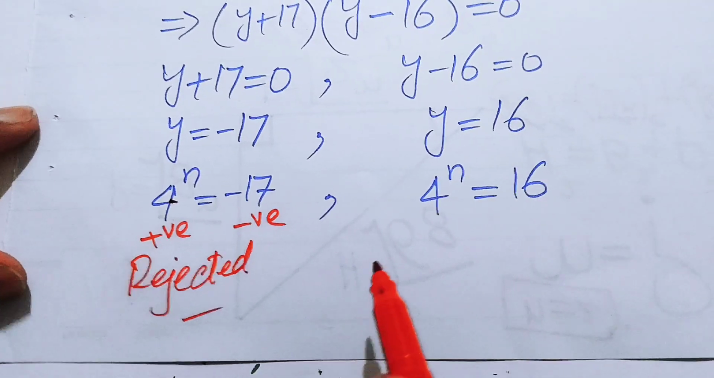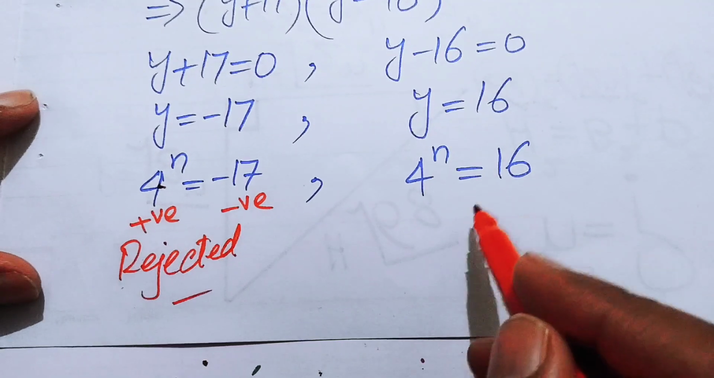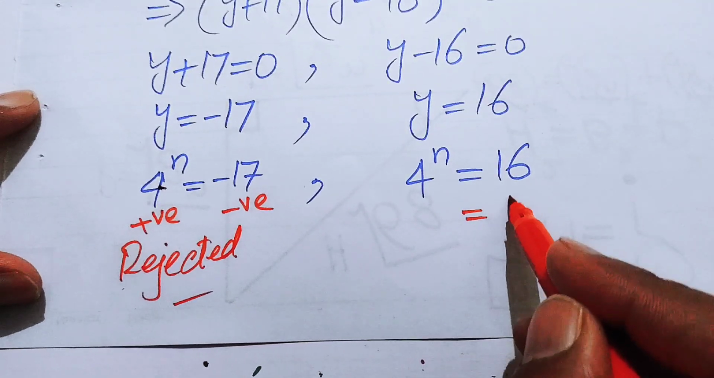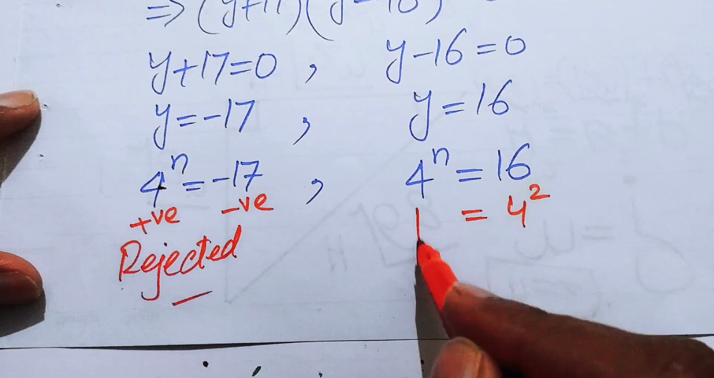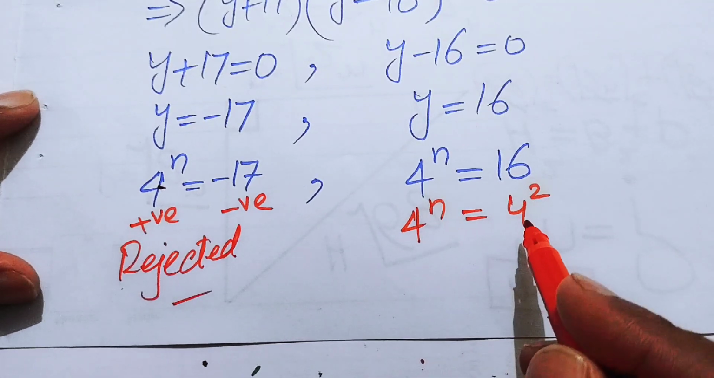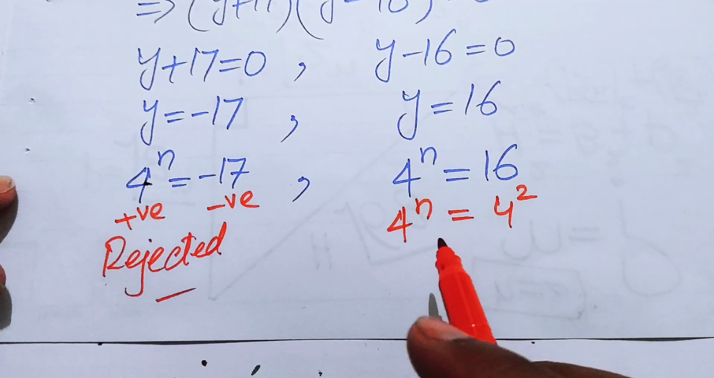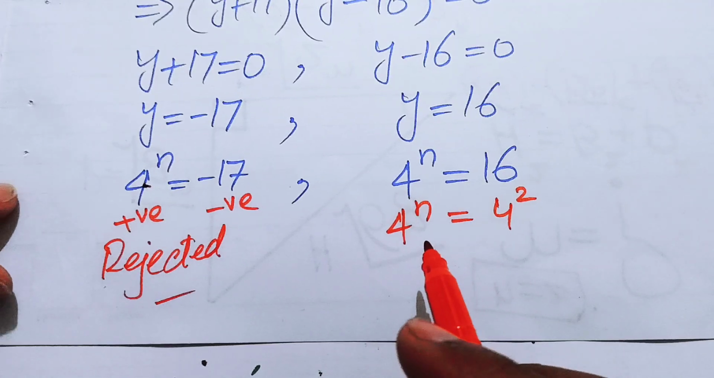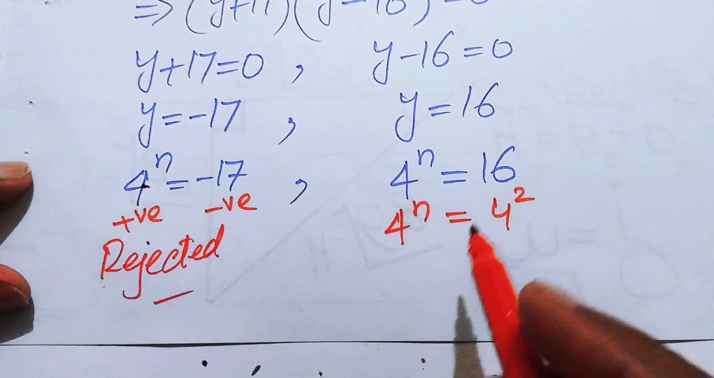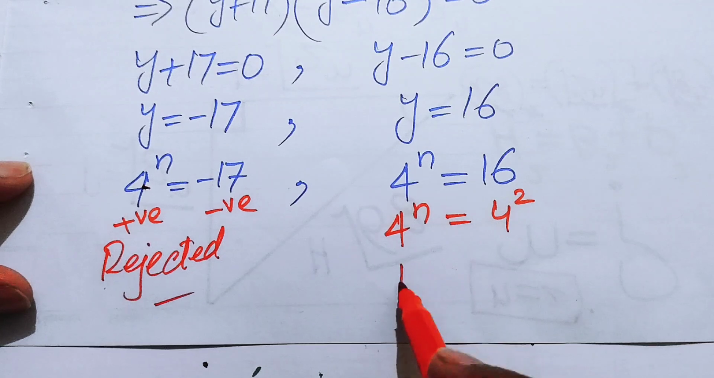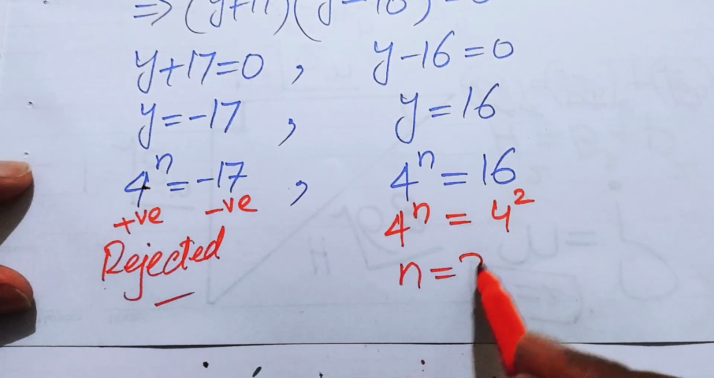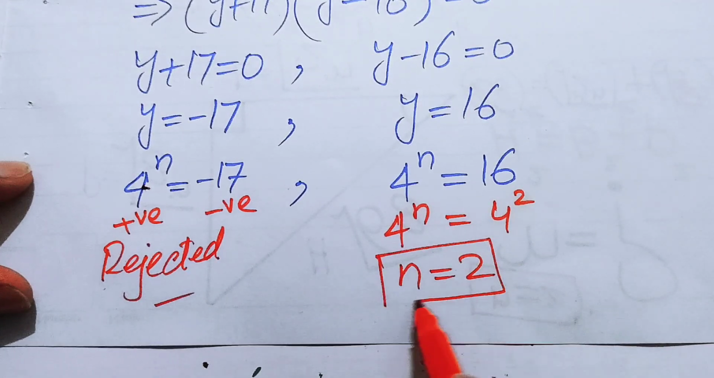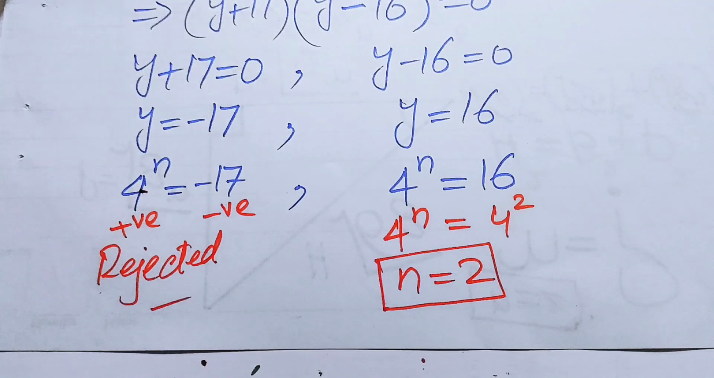And in this case, first we focus on the right hand side and we have 16, and we write it as 4 squared. You know that 4 squared equals 16. And now we compare both sides, and you know that the bases are the same, so the exponents are equal. So we get the value of n equals 2. So this is the final answer of this problem.